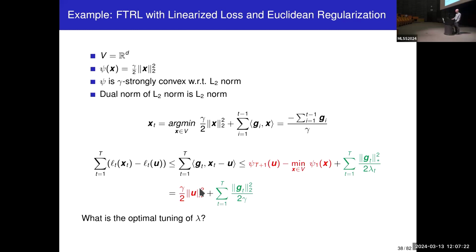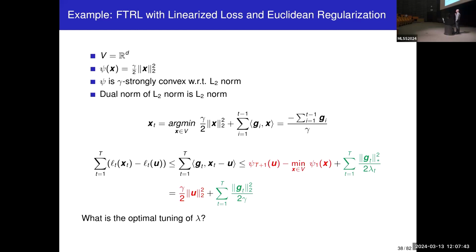What is the optimal tuning of gamma? And I want to ask you this question because I want to show you that FTRL didn't really solve the problem of tuning gamma. The problem is still there. If you would like to tune gamma, you have the same problem as before. You should know U. What is U? U is not even a fixed vector.